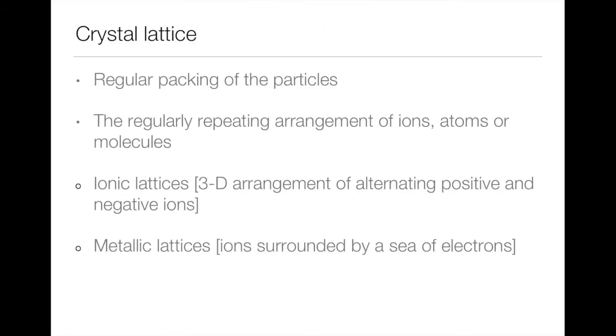Now, the solid state. I want to talk about the crystal lattice a little bit more right now. What is the crystal lattice? You see, many ionic, metallic, and covalent compounds are crystalline. The regular structure of crystals is due to the regular packing of the particles within the crystal. We call this regular repeating arrangement of ions, atoms, or molecules a crystal lattice. And we've got ionic lattices and metallic lattices. Ionic lattices have a three-dimensional arrangement of alternating positive and negative ions. The compounds with ionic lattices are sometimes called giant ionic structures.